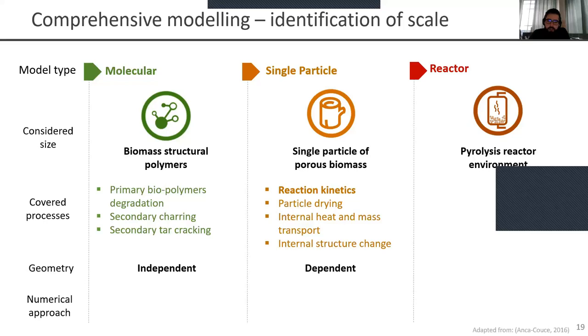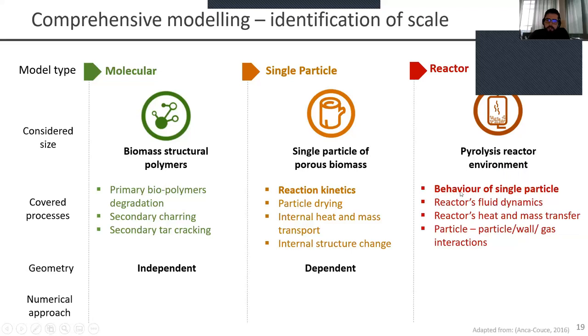So it covers the pyrolysis reactor environment, and that means that it covers the behavior of the single particle. In case there are, say, 1,000 particles in the reactor at the same time, then each particle should be treated separately. So each particle has to be described separately and converted separately at this reactor scale.